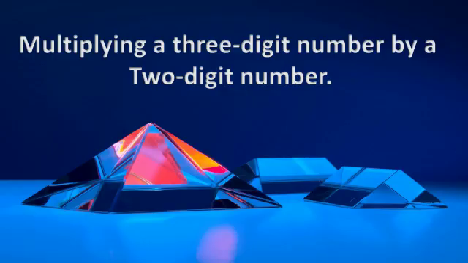Now students, today we are going to learn multiplying a 3-digit number by a 2-digit number. Here, the 3-digit number will be the multiplicand and the 2-digit number will be the multiplier. In the previous lecture we studied multiplying a 3-digit number by a 1-digit number. Now we are going to study multiplying a 3-digit number by a 2-digit number. So now let us study further.